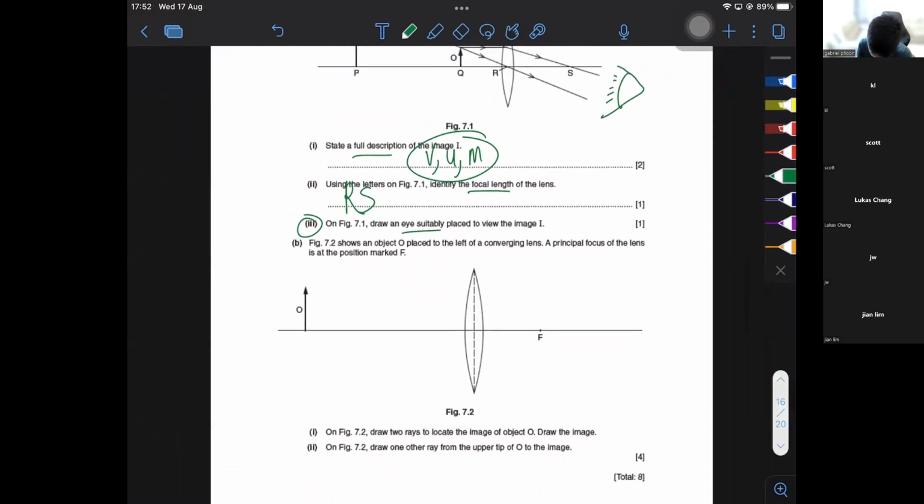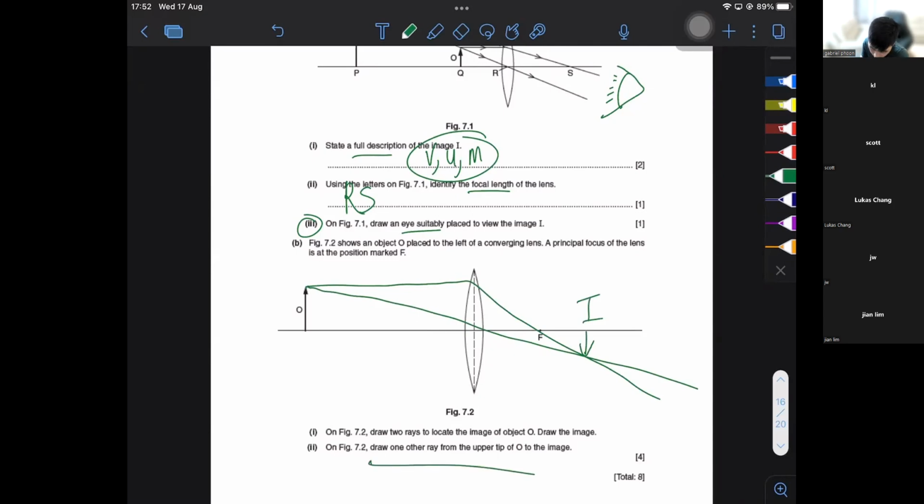Then after that, in this one here, very straightforward. You're supposed to draw a light ray, cut through the focal point, and cut through the optical center. And wherever the light rays meet, this is essentially where your image will be, right?